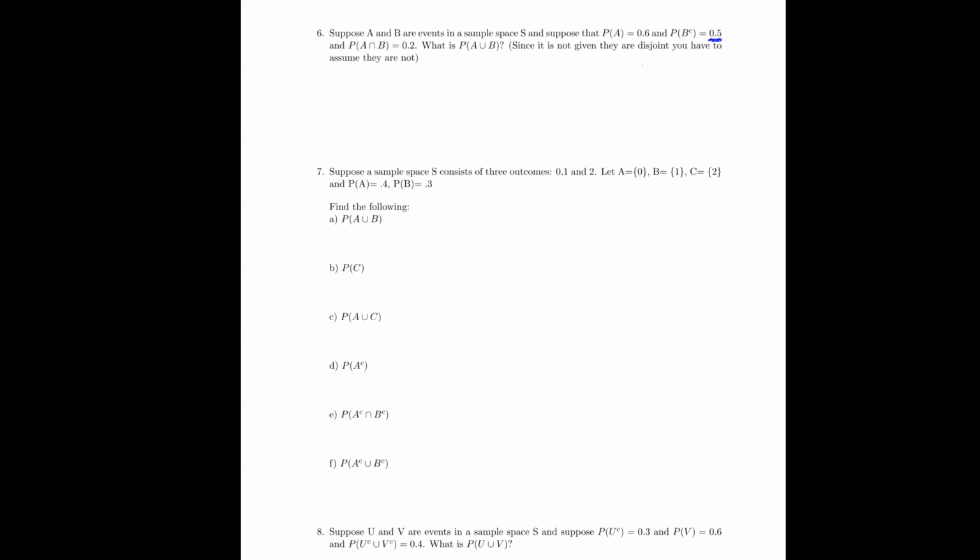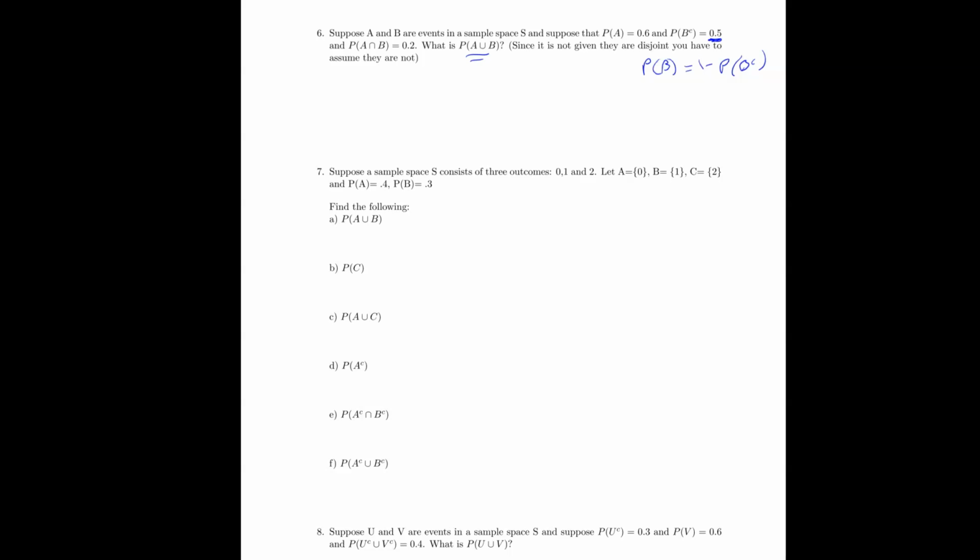All right, so let's figure out what we've got going here. We've got two events, A and B, and I'm given the probability of A, but I'm only given the probability of B complement. So I have to think about what that's going to mean. That means the probability of B will be 1 minus the probability of B complement, right? Okay, so let's go figure out what we're being asked.